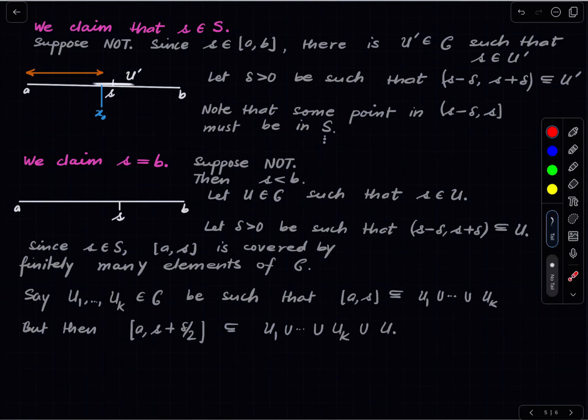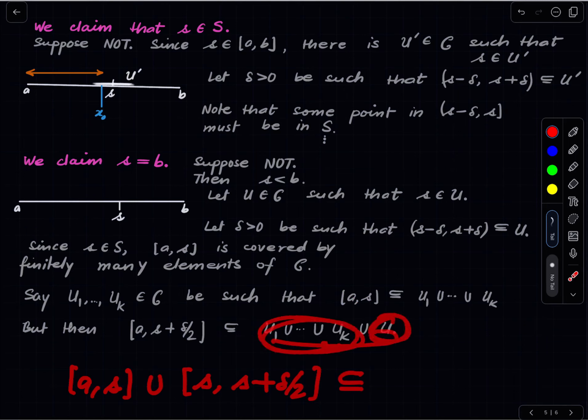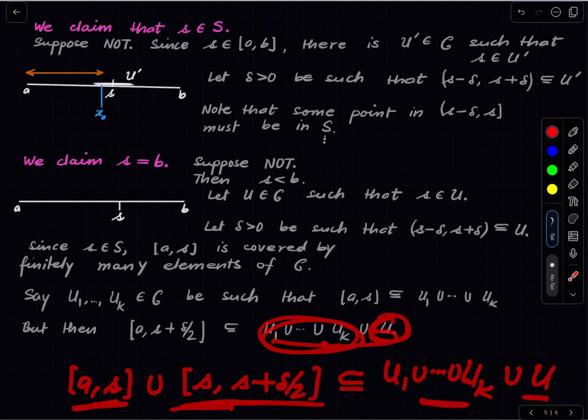So what happened? This much is already contained here, and this interval s minus delta comma s plus delta is contained in little u, which is contained in capital U, and therefore in particular the closed interval s comma s plus delta by 2 is contained in capital U. So if we just add that part to this closed interval, meaning all we are doing is taking this closed interval union this closed interval, this is contained in this union: U1 union dot dot dot Uk takes care of this part, and union U takes care of this part. So this thing is contained there.